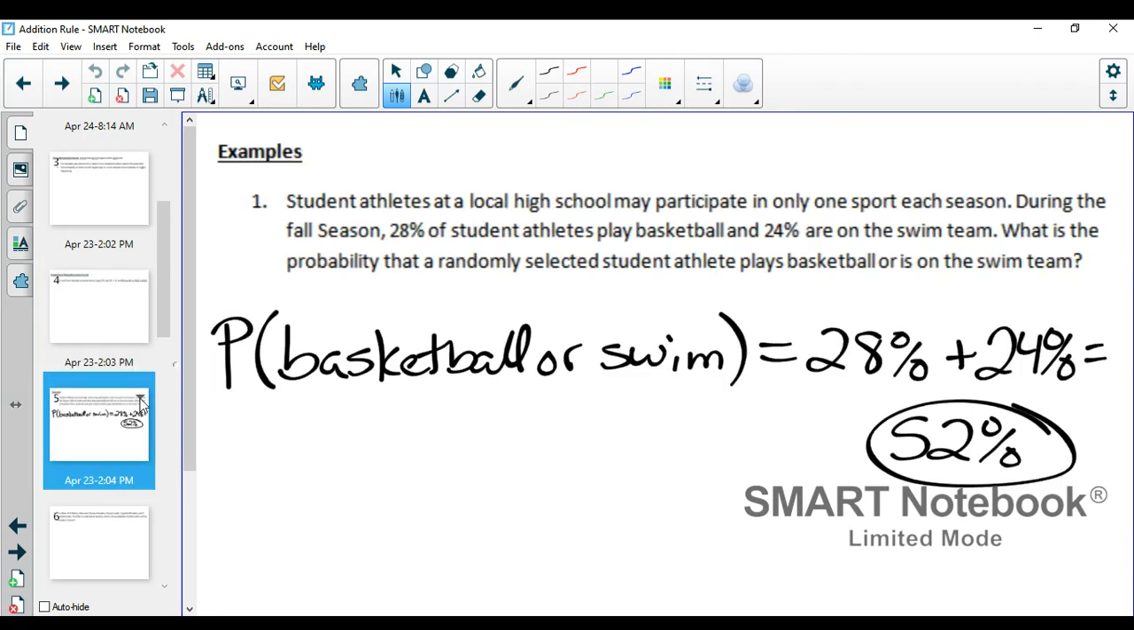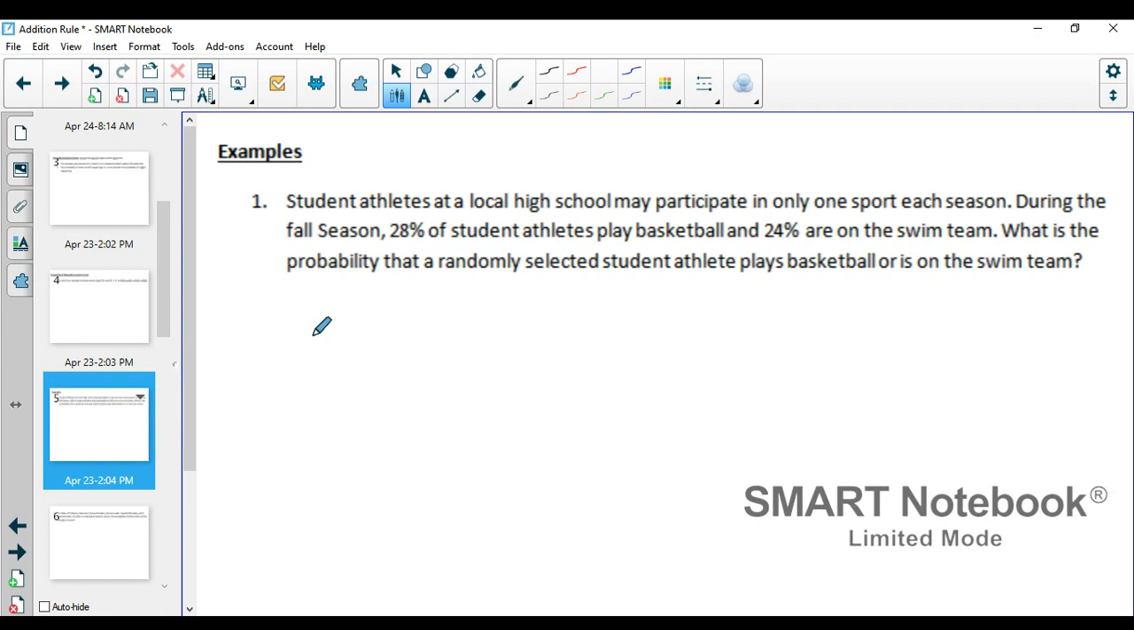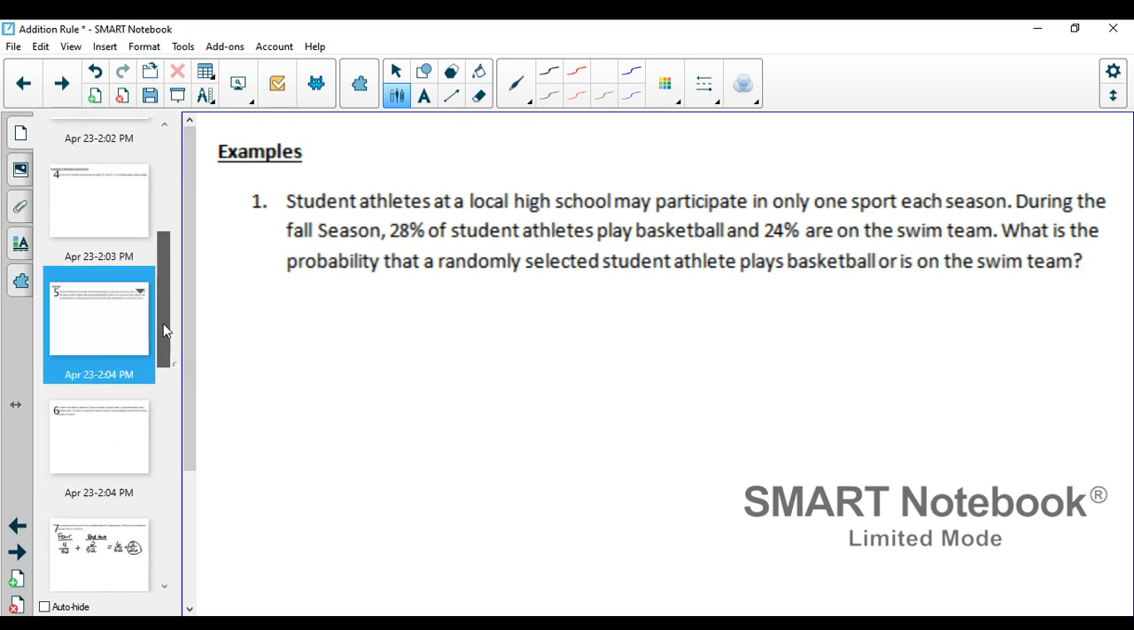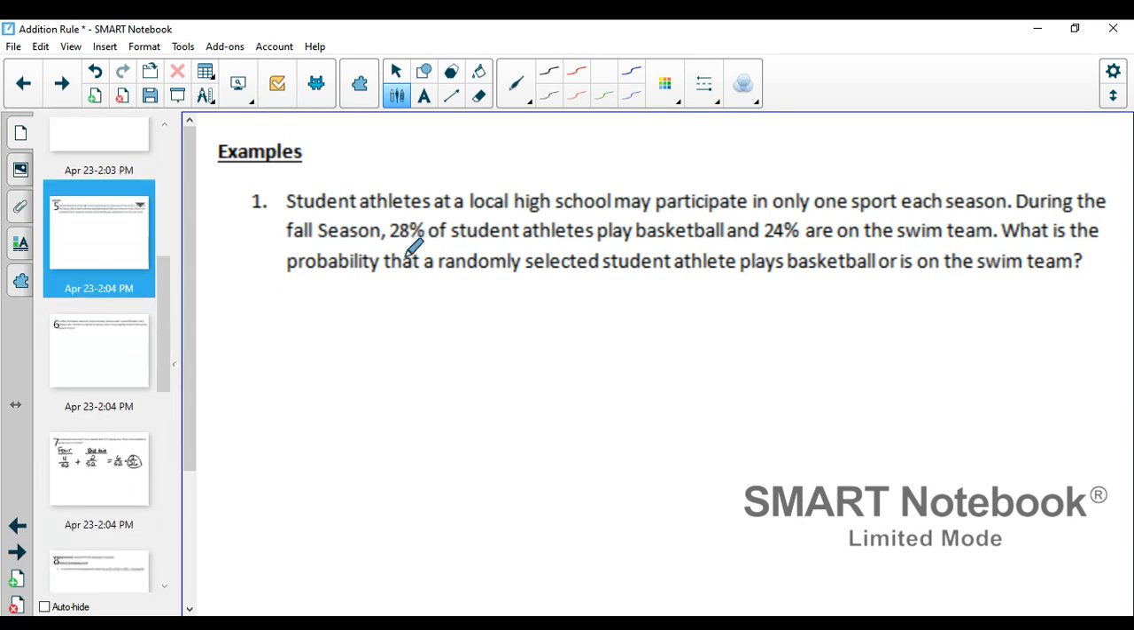All right, so our first example, let me clear this. So we have student athletes at a local high school may participate in only one sport each season. During the fall season, 28% of student athletes play basketball and 24% are on the swim team. What is the probability that a randomly selected student plays basketball or is on the swim team? So we're trying to find the probability of basketball or swim.